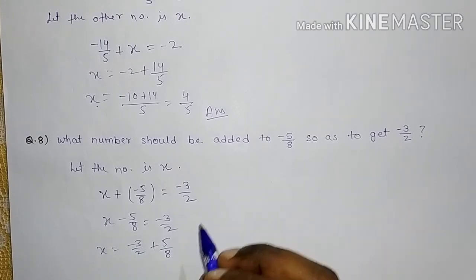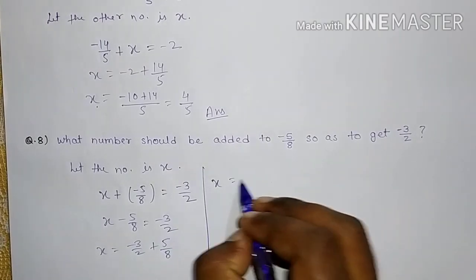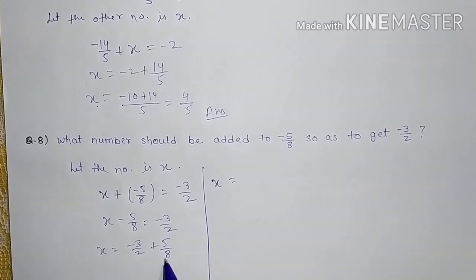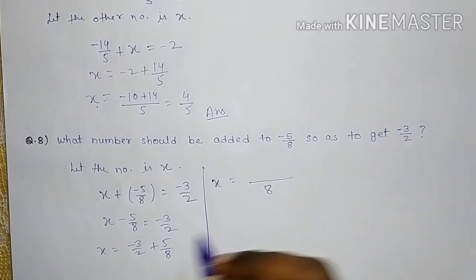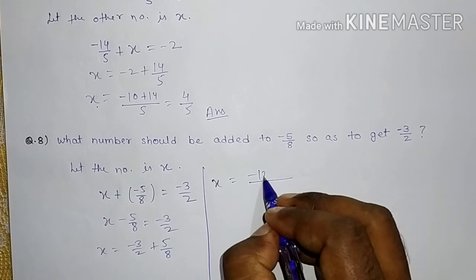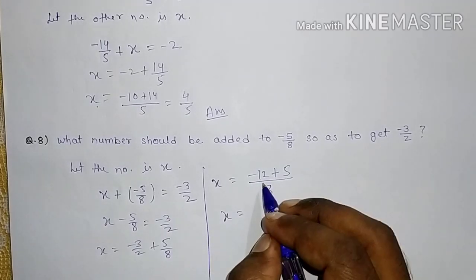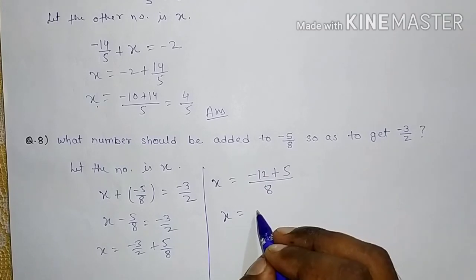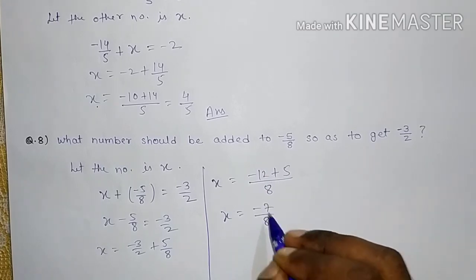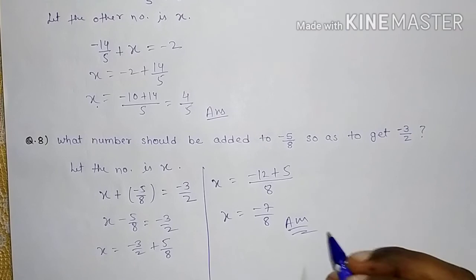Again take the LCM of 2 and 8, that is 8. 2 4s are 8, 4 3s are 12, so minus 12 plus 5. Now x equals minus 12 plus 5 upon 8, that is minus 7 upon 8. So this is the number and this is the answer.